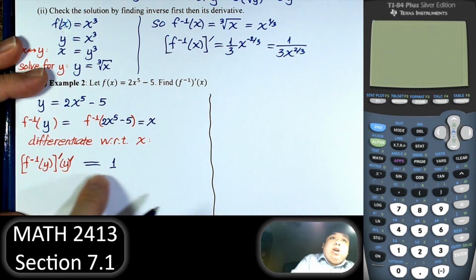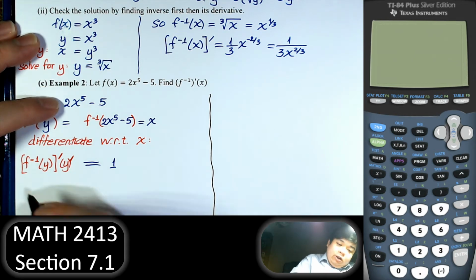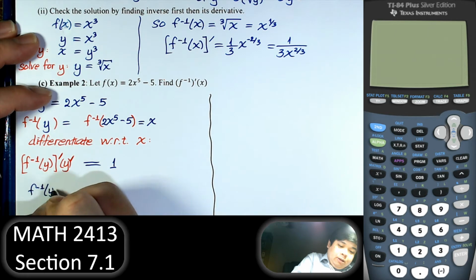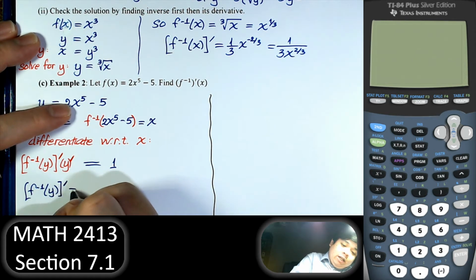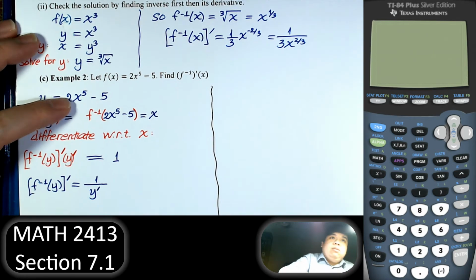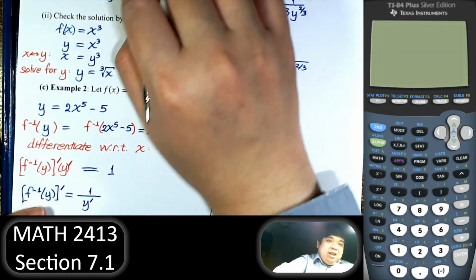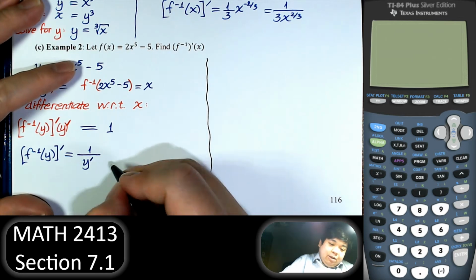So we can divide by the derivative of y on the other side. So to get to the inverse, the derivative of the inverse as a function of y is going to be 1 over y prime. Usually it is like that because that's what the theorem is about. That's the inverse function theorem.